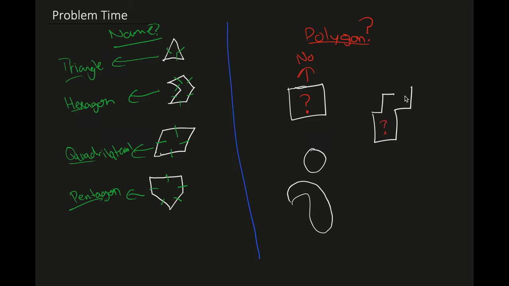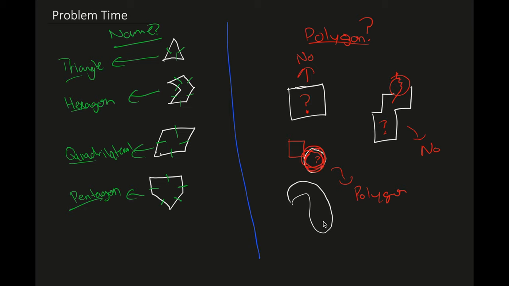Is this one? This should be very easy to imagine, right? Definitely not, because there's that huge hole there. No. What about this one? It's a shape, but it's not a polygon. Why is the biggest question? Because it's curved. If it was like this, yes. But if it's like this and it's curved, then no.